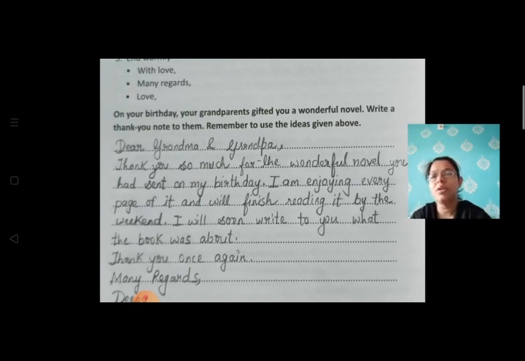So students, here you can see the first thing we have written is greetings. Then the paragraph which I started writing with thank you so much. Then it has been written how he is enjoying that gift, and then he thanked once again and ended the thank you note by writing many regards. So students, I hope you are clear with this thank you note and you may be able to complete your work. Thank you.